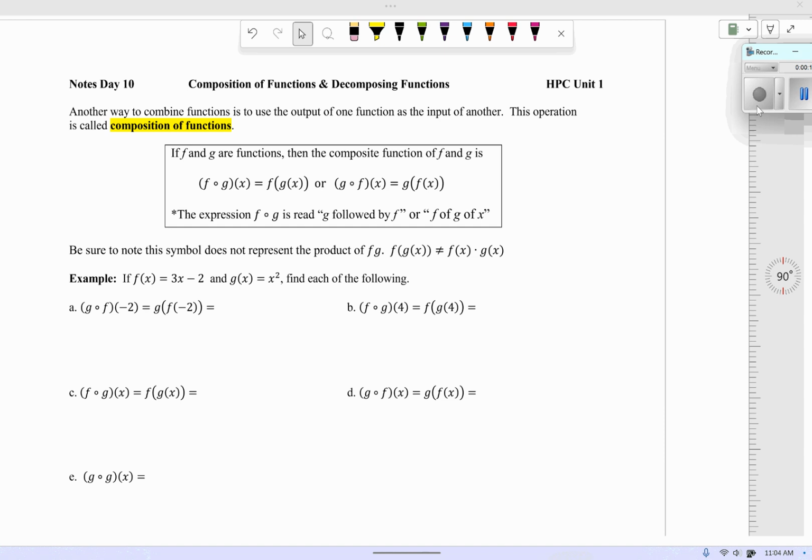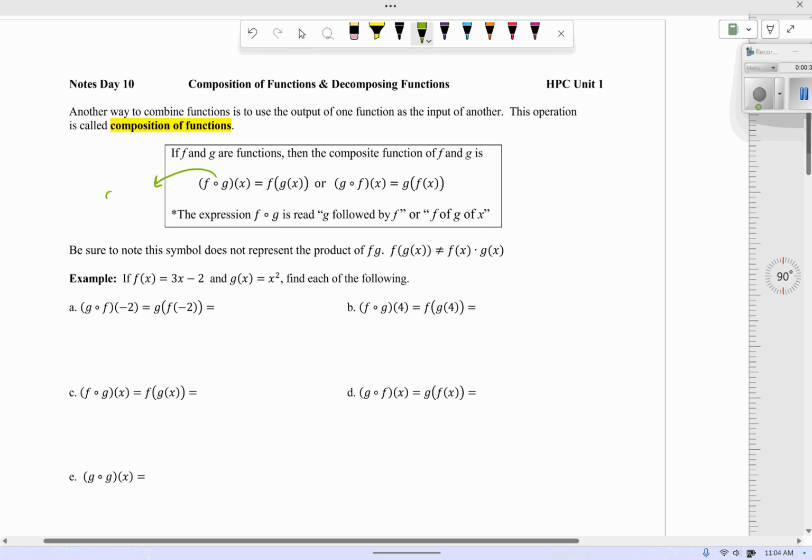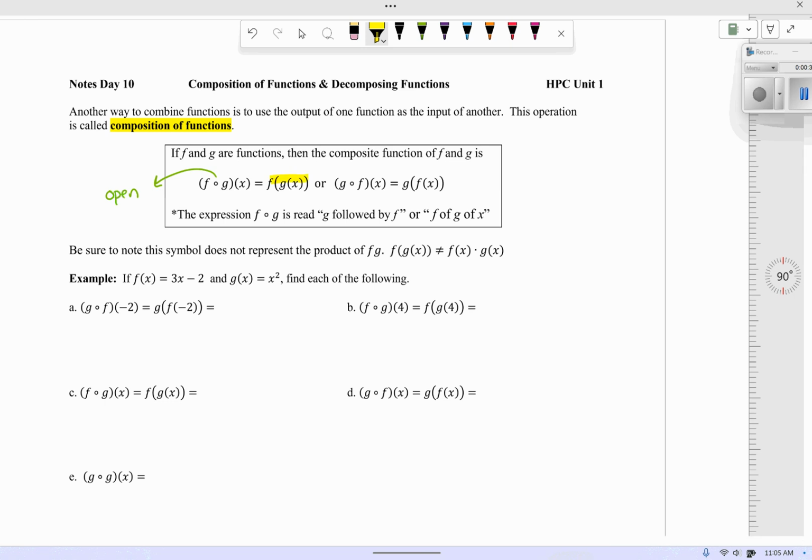If f and g are functions, then the composite function of f and g is f of g of x. Notice that this is using an open circle. So there's two different notations. You can write it with the open circle or you can write it with the parentheses. So these notations are the same. So this would be read f of g of x, or the other one would be read g of f of x. So sometimes we say f followed by g, g followed by f, or f of g of x is the same kind of notation.